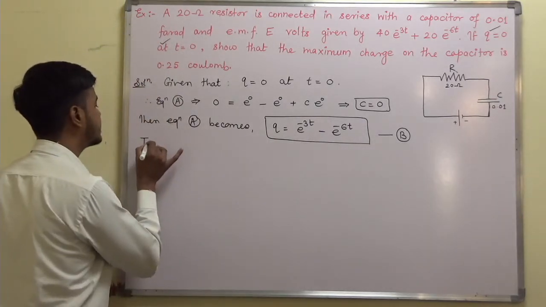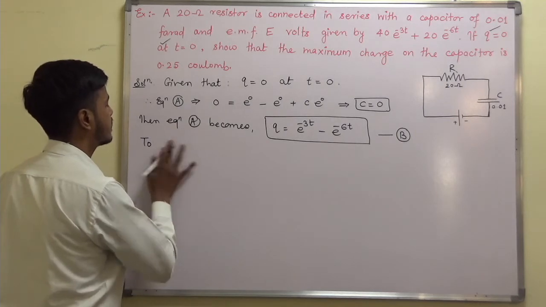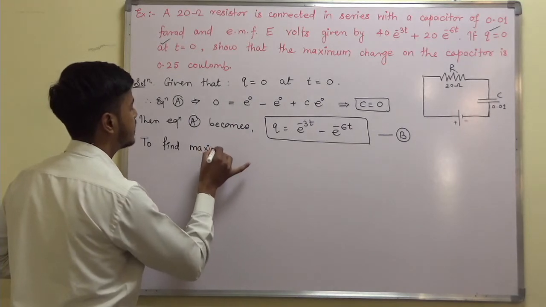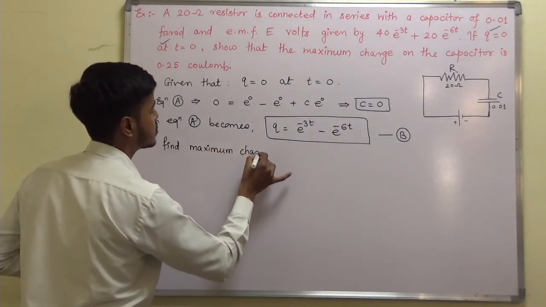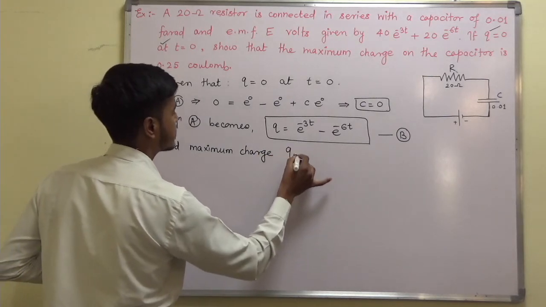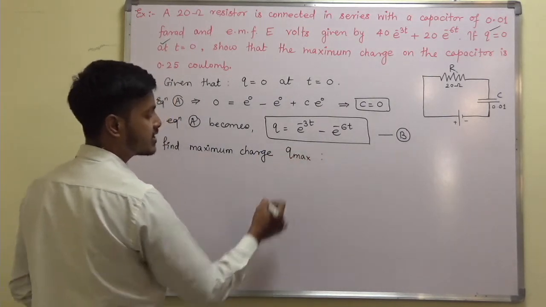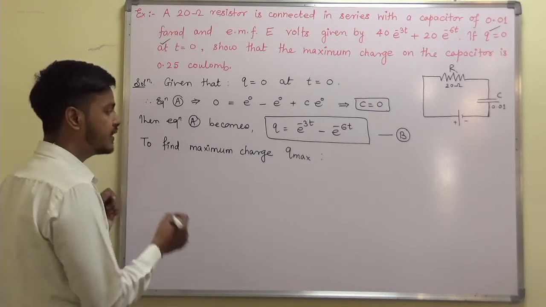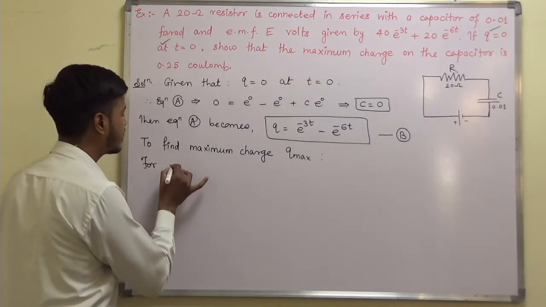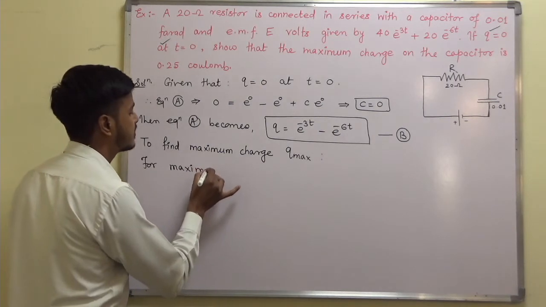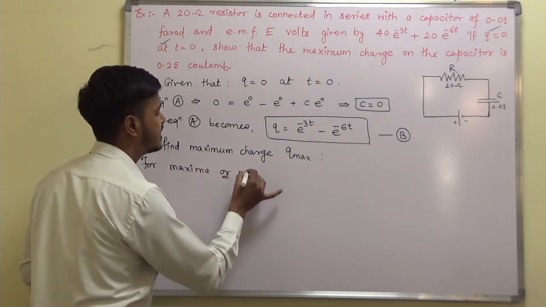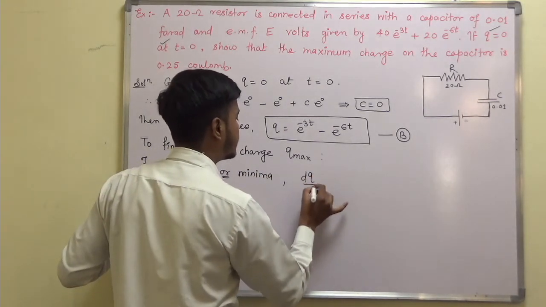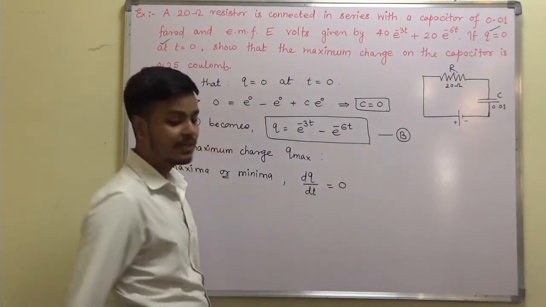Okay, now to find the maximum charge, I will denote the maximum charge as q max. And for that, as I said, I am going to apply the second order derivative test. So let me continue with that. For maxima or minima, the first condition is as it is. Okay, for maxima or minima, dq by dt is equal to 0.